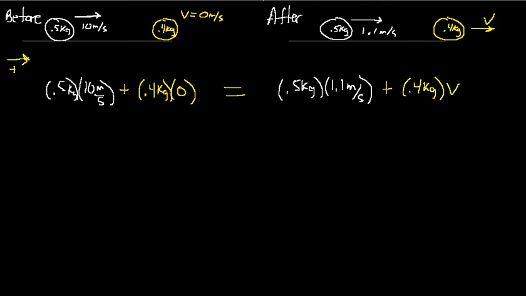In other words, if you look here, before the collision, the white object had a momentum of 0.5 times 10, which is 5 kilogram meters per second. After the collision, we have a smaller momentum, about half of this, 0.55 or something like that, kilogram meters per second. So we've lost momentum here.